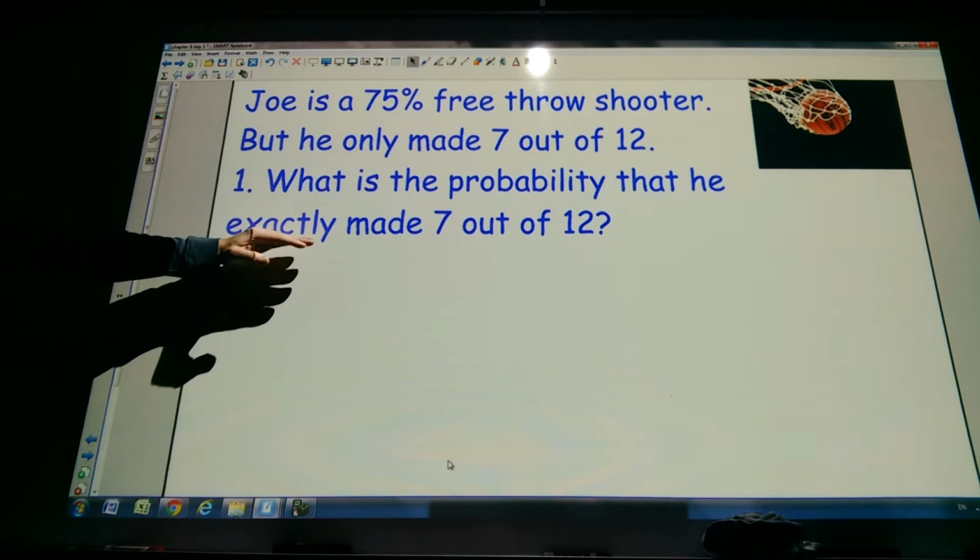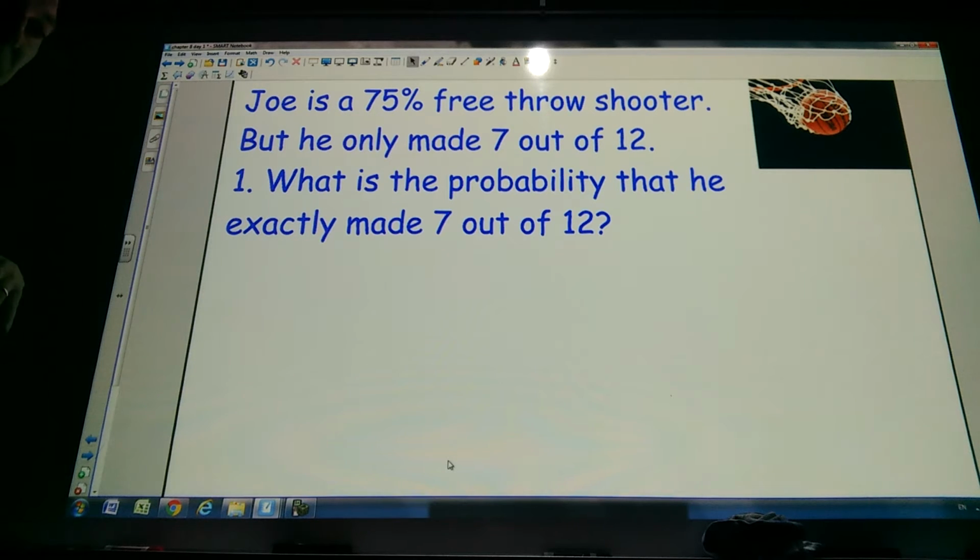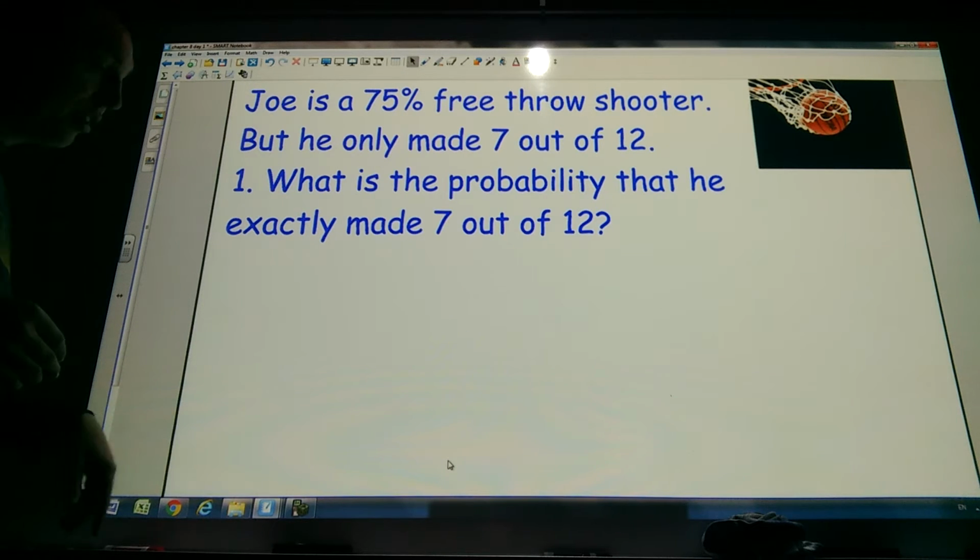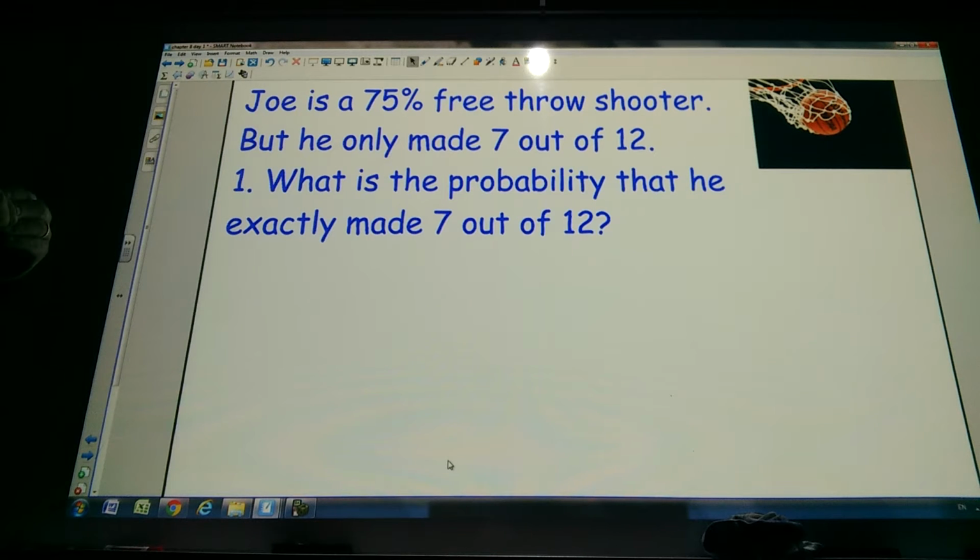This word exactly is big, okay? It's going to help us determine what buttons we're going to push. There is a little bit of work that we have to do before we start hitting buttons on our calculator. We need to tell AP that you know that this is a binomial distribution.